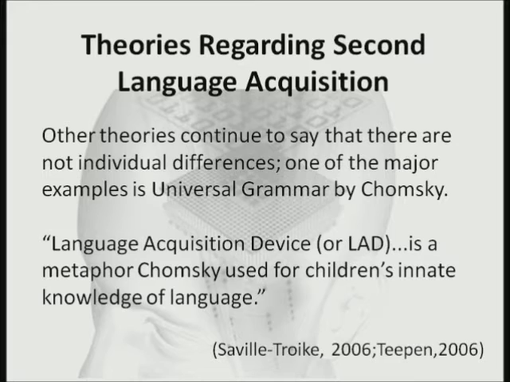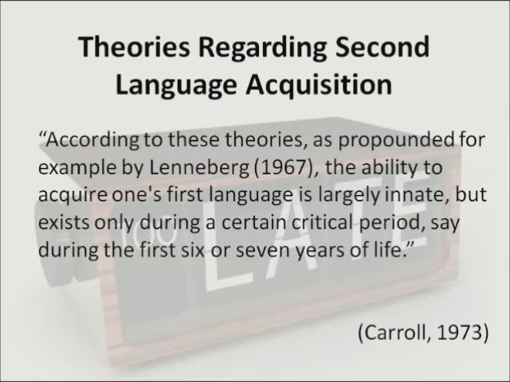One of the major examples is universal grammar, in which, according to Chomsky, all humans possess a language acquisition device in which all knowledge of the language is stored. Last but not least, according to these theories, as propounded for example by Lenneberg, the ability to acquire one's first language is largely innate, but exists only during a certain critical period, say during the first 6 or 7 years of life.